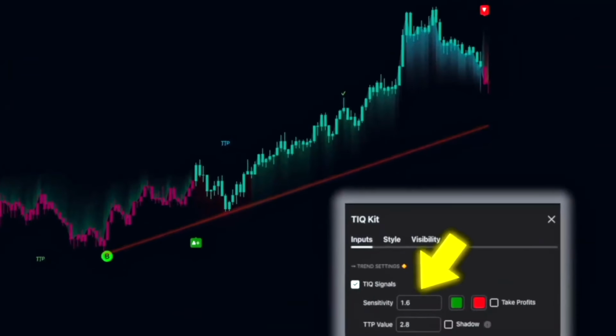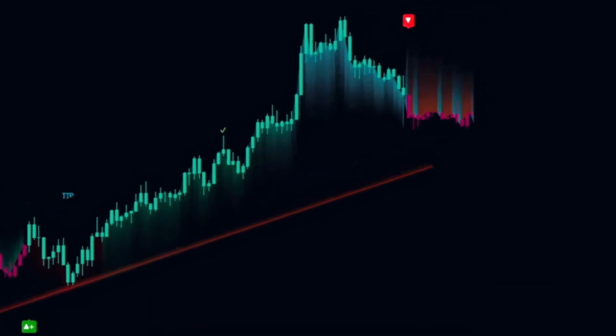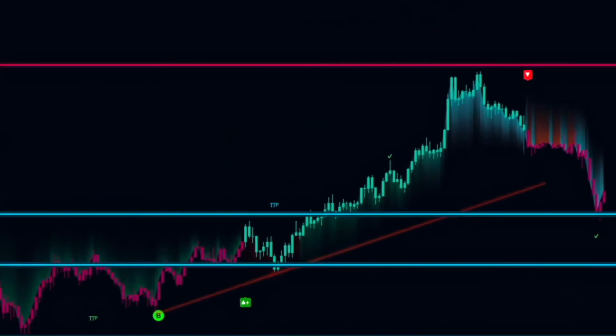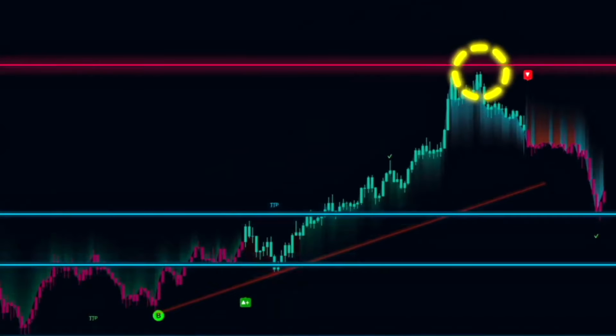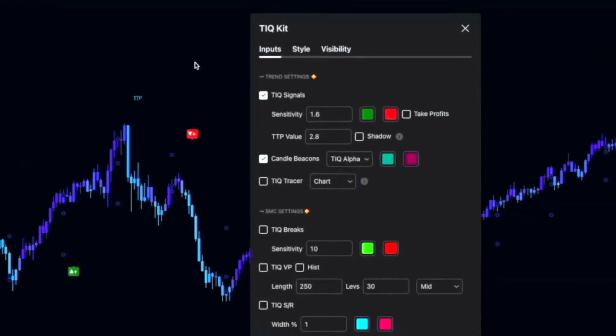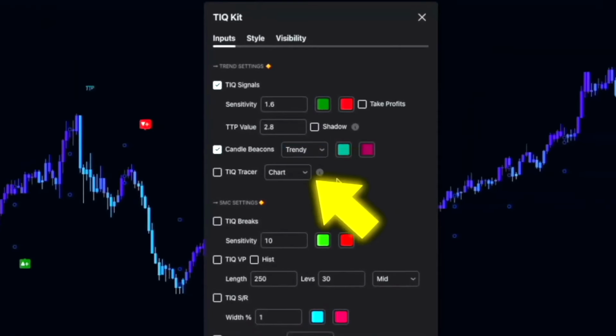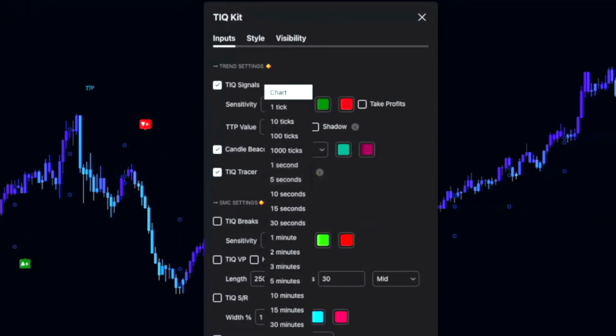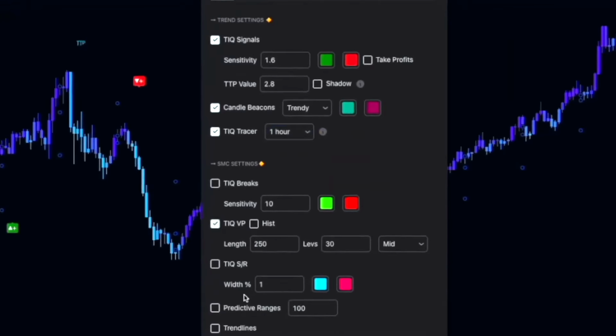Tweak sensitivity to match your style, scalping or swing trading. It also maps key support, buy zones, and resistance, sell zones. To trade it, open settings on a 1-hour chart, enable trendy candle beacons, TIQ tracer, volume profile, and trend lines.